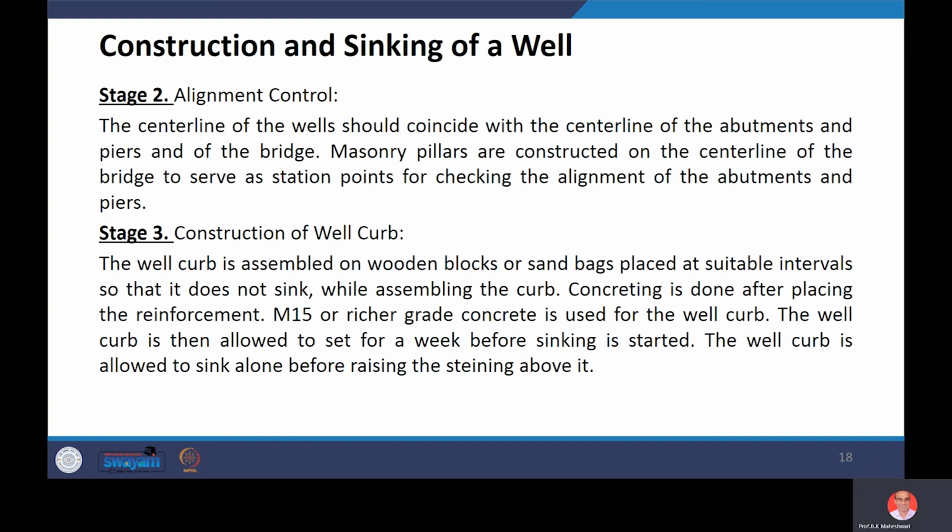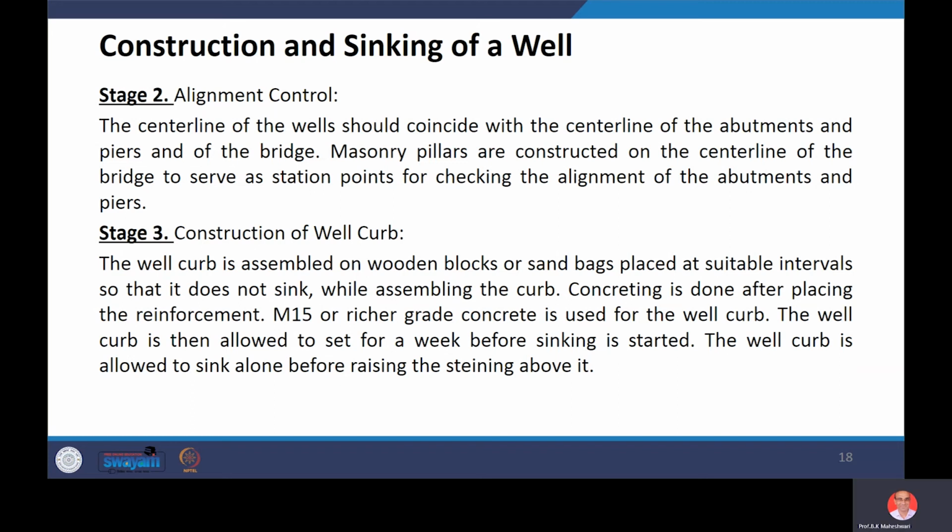Third stage, construction of well curb. The well curb is assembled on wooden blocks or sandbags placed at suitable intervals so that it doesn't sink while assembling the curb. Concreting is done after placing the reinforcement. M15 or richer grade concrete is used for the well curb. The well curb is then allowed to set for a week before sinking is started. The well curb is allowed to sink alone before raising the steining above it.